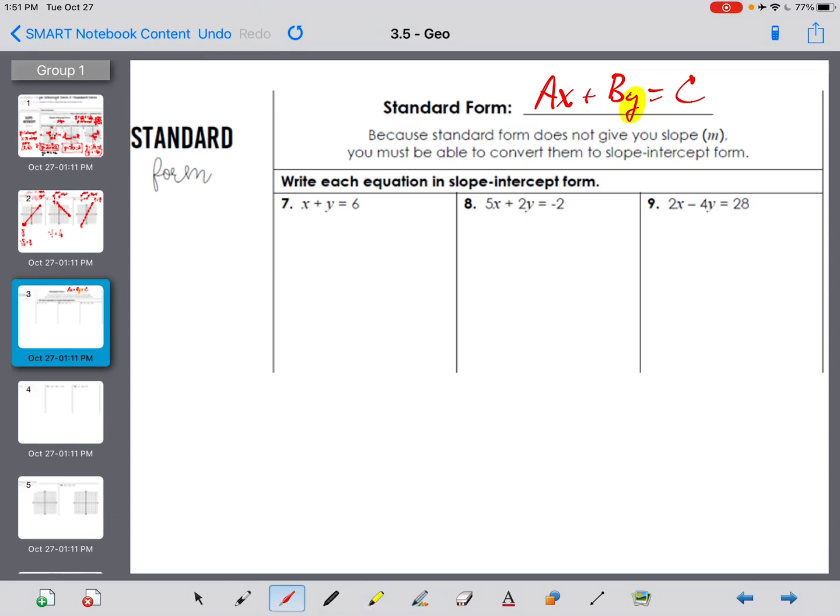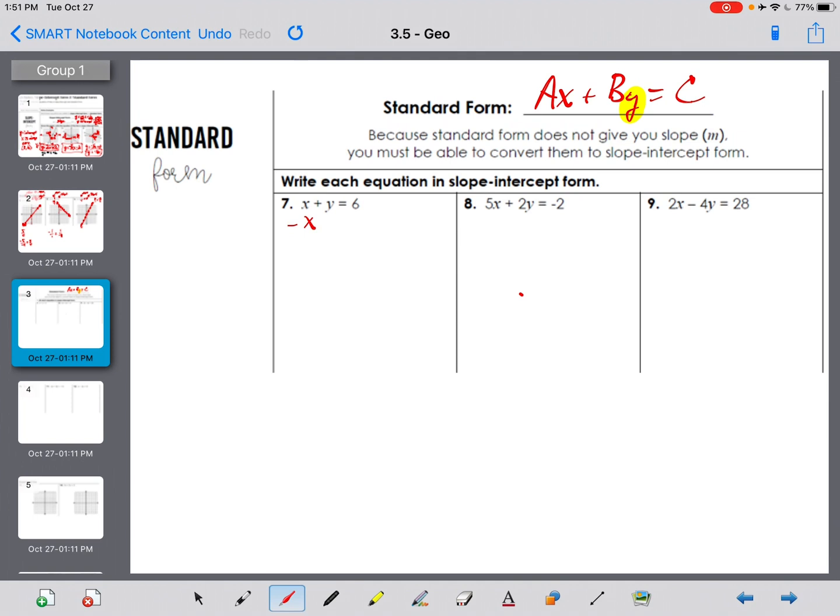So the idea is get the y by itself. So here in 7, we have x plus y equals 6. The A is a 1, the B is a 1, right? This is a different b than we did with the intercept. That's a lowercase b. This is a capital B. Okay, and standard form is usually Ax plus By equals C. A and B are whole numbers, and A is always positive. And they're always on the same side, and C is on the other.